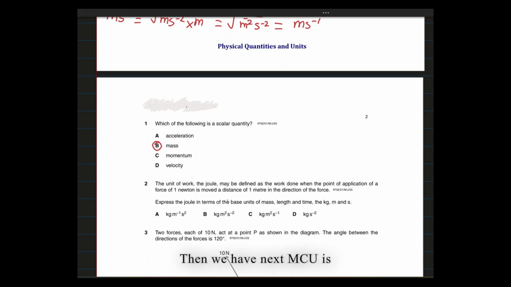Then we have next MCQ, which states that the unit of work, the joule, may be defined as work done when point of application of force of 1 Newton moves a distance 1 meter in the direction of force. Okay, we know that to express the joule in terms of base unit, mass, length, time. So what we need is simply we need to represent the work done unit, that is joule, in SI base unit. We have done this.